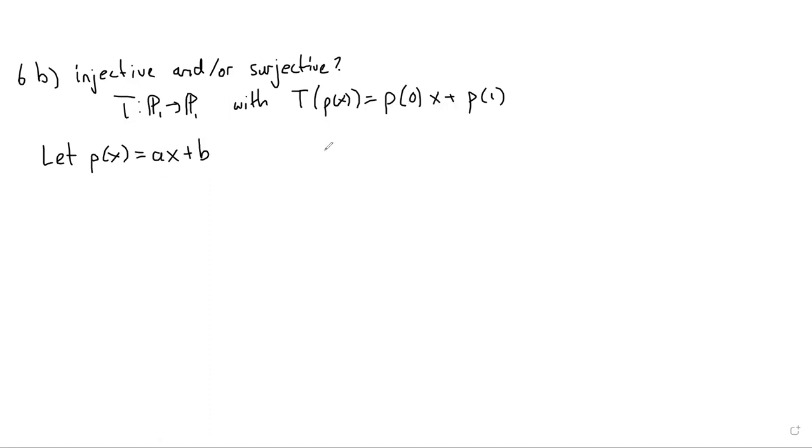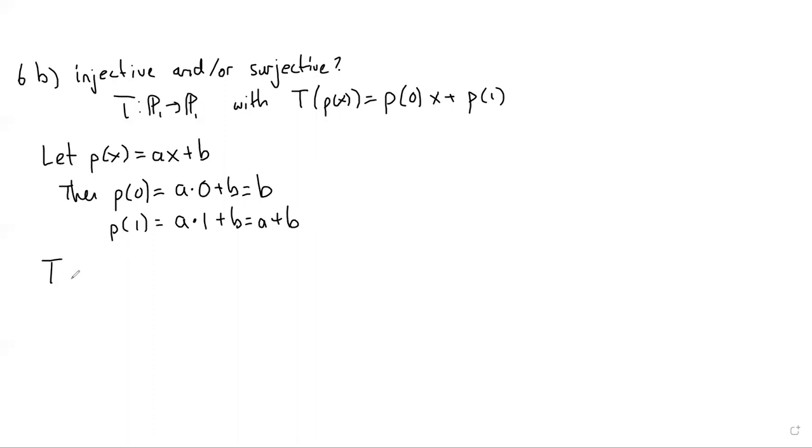So if I want to rewrite this, I should find out what P of 0 is. Well, that's A times 0 plus B, which is B. And P of 1 is A times 1 plus B, which is A plus B. So my polynomial transformation, T of AX plus B, which is a way to describe all polynomials in P1, can be written as BX plus A plus B as a constant.